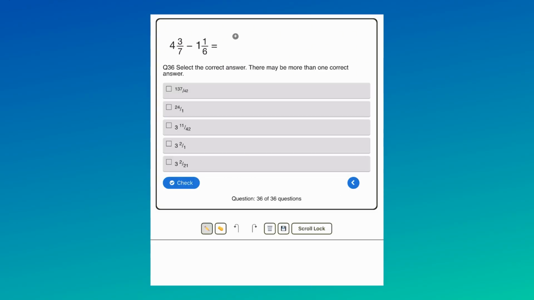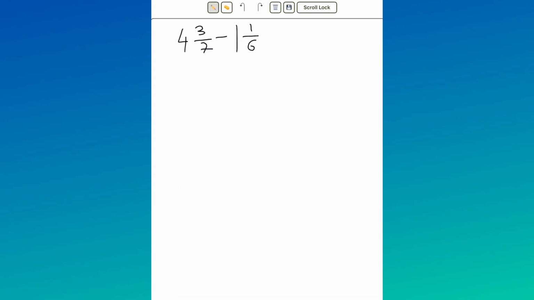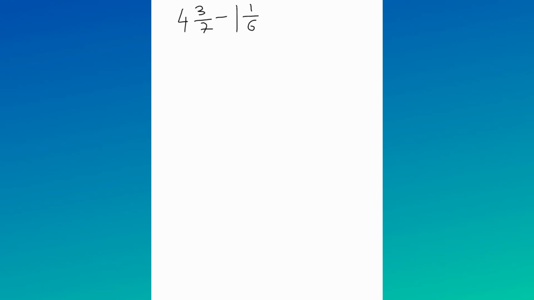So question 36. 4 3/7 take away 1 1/6. So I'm going to convert those mixed numbers into top-heavy fractions. So what I need to do is take the whole, multiply it by the denominator, then add the numerator, and divide it all by the denominator that I already have. I'm going to do the same method for the other side. I take my whole, which is 1, multiply by the denominator, which is 6, and then I add the 1, which is the numerator, and put it all over 6.